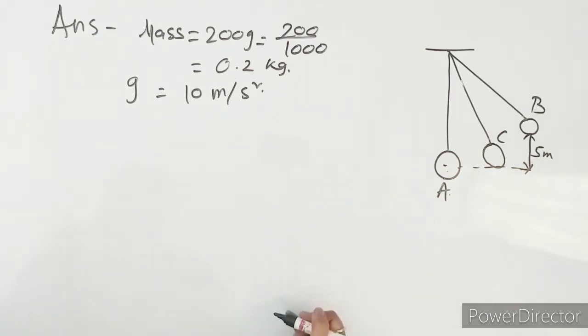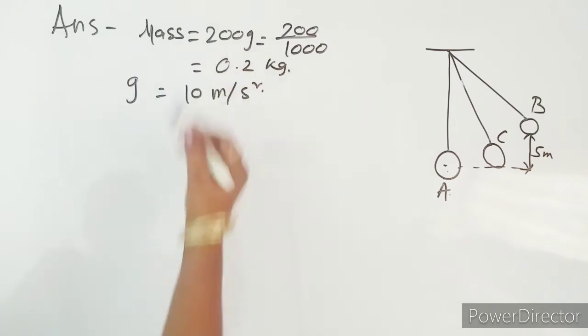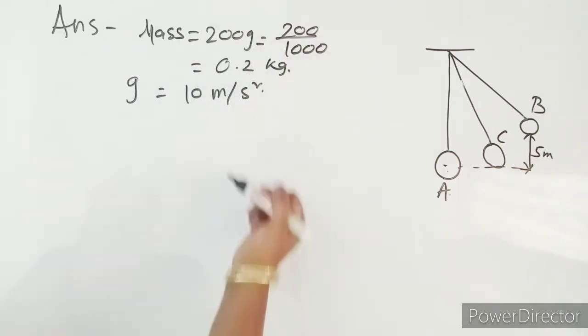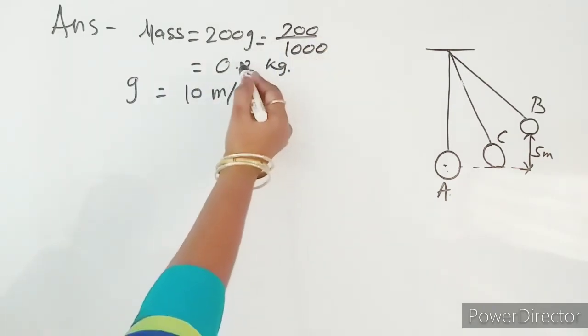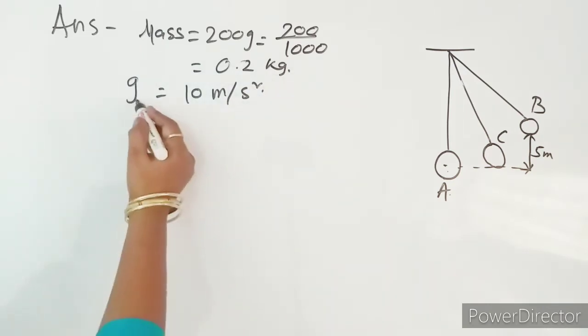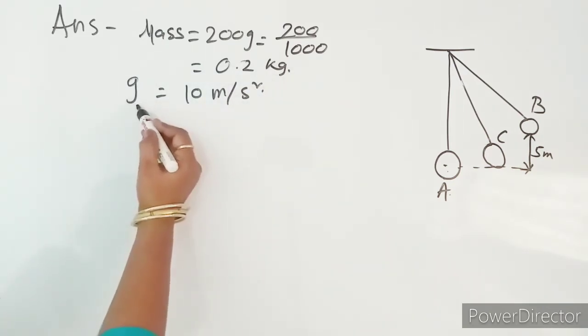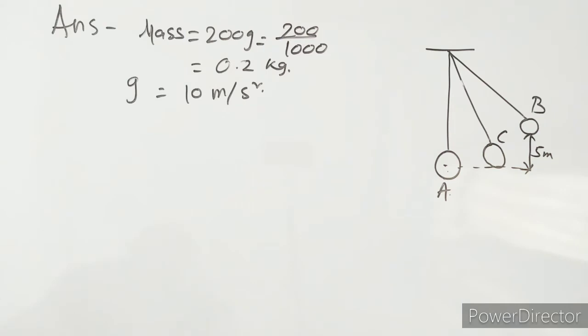And here data is given to us. Mass is 200 gram, so we have to convert that to kg in the SI system. So 0.2 kg. And it is given that the acceleration due to gravity is 10 meter per second square.